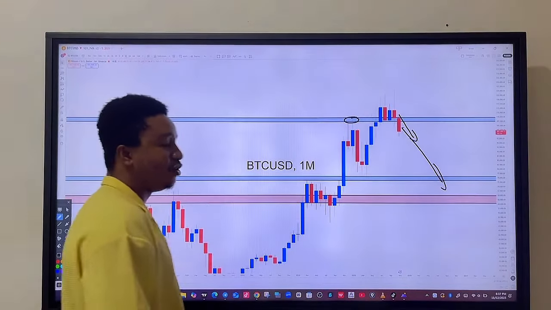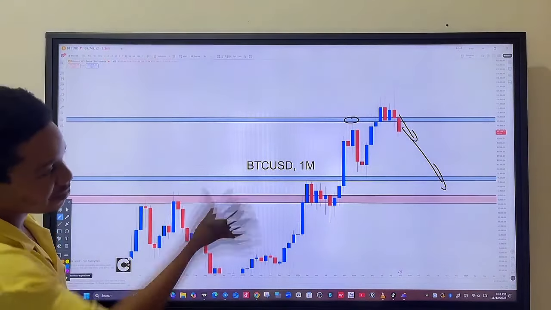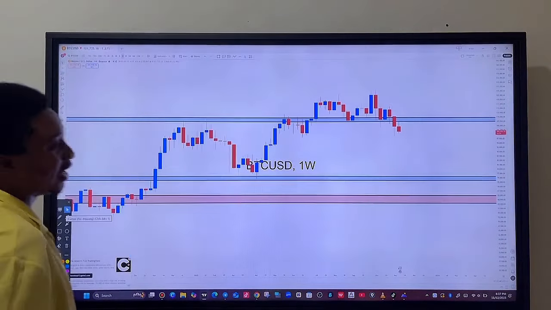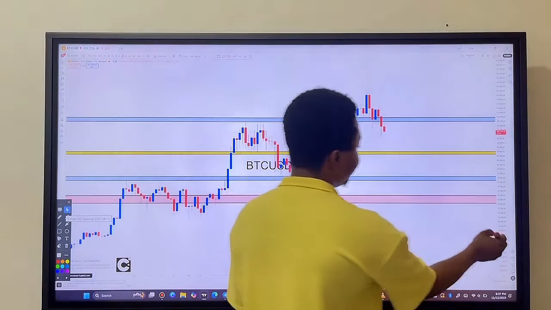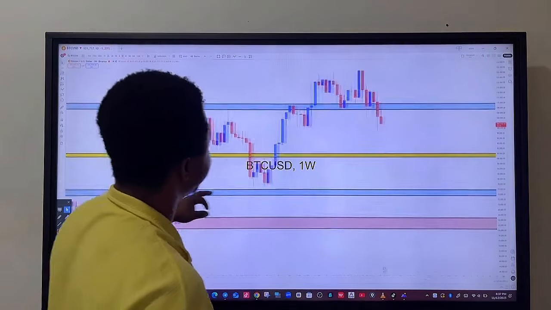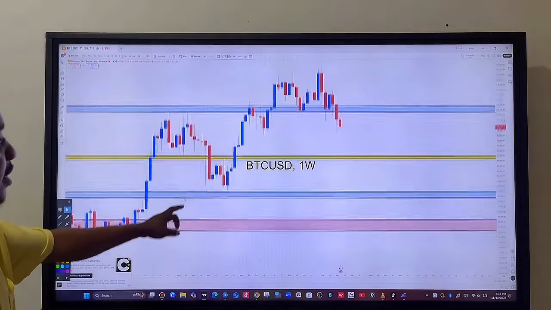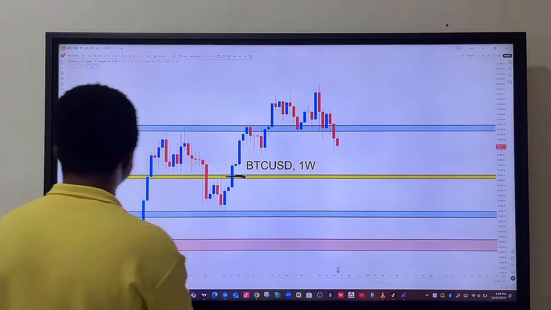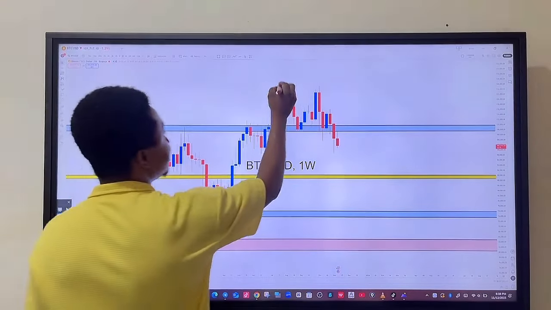So BTC price is what? Dropping to the downside. But how do we pick ourselves? Let's take it again to the weekly and add more meaning. Okay, so this is also the weekly time frame of BTC USD. Now BTC USD on the weekly, we have the weekly mid-range zone over here. What is going on the weekly? We are seeing what? Equal high or double top.